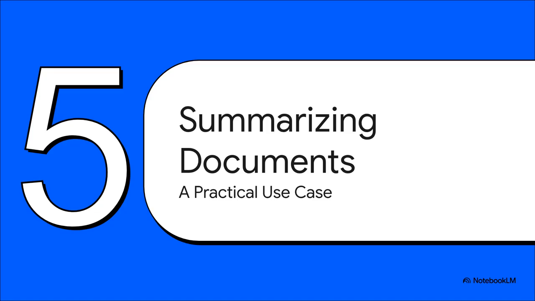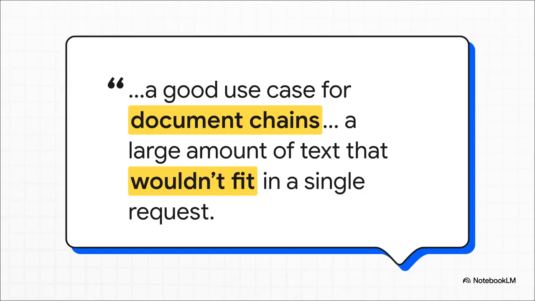Now let's cook up something really useful, a summary of a massive document. I mean, this is the classic use case, right? You've got all those chunks of text from our 500-page book, and you want one single coherent summary of the whole thing. You can't just stuff them all into one prompt. You need a smarter strategy. You need a document chain.